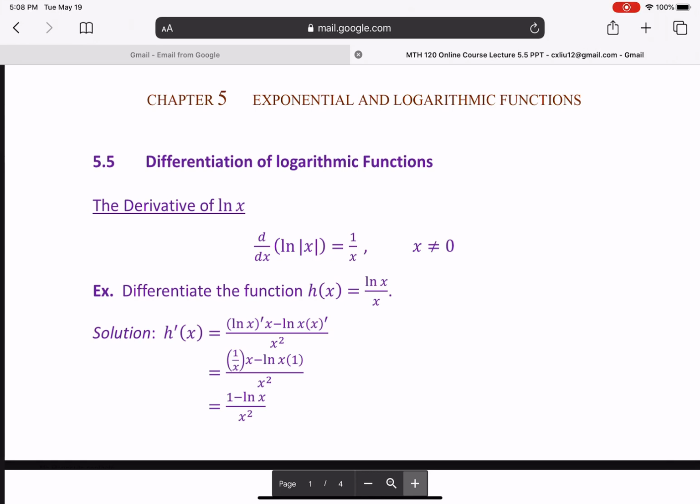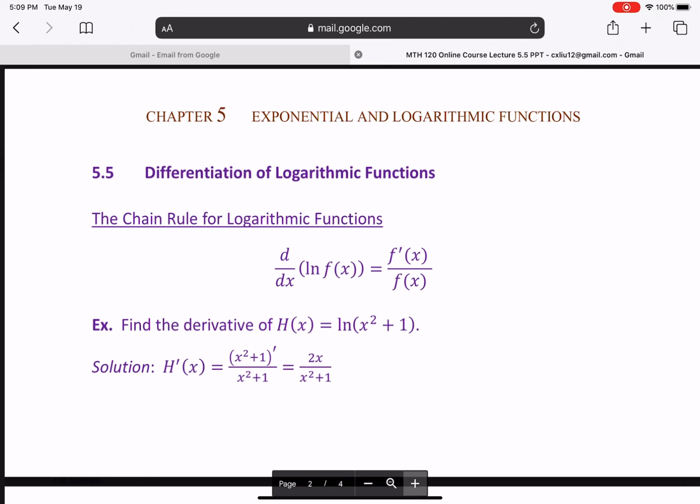So let's differentiate the function h of x equals ln x over x. This is a quotient of two functions. We know the quotient rule says the derivative of f over g is equal to f prime g minus f g prime over g squared. So we get the ln x prime times x minus ln x times x prime on the top and x squared at the bottom. So that becomes 1 over x times x minus ln x times 1 on the top. Simplify it, we get 1 minus ln x over x squared for the final answer.